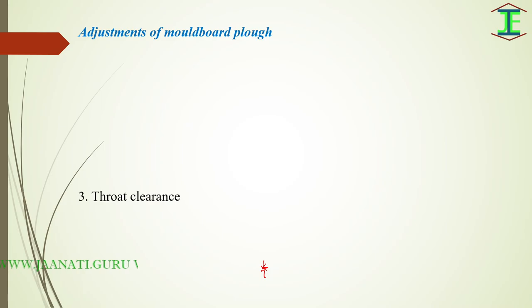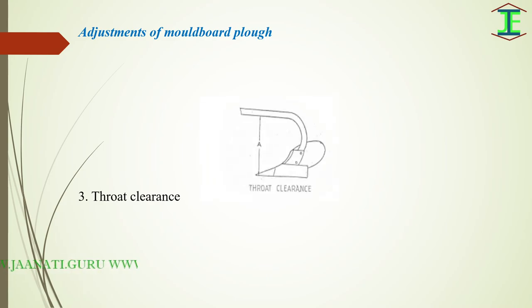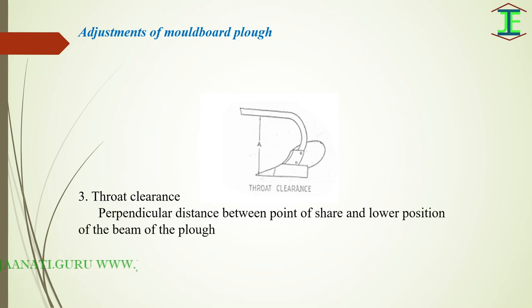Next one, throat clearance. Throat clearance is the perpendicular distance between the lower position of this share, from the point of the share to the lower position of this beam. The perpendicular distance between this share and the beam is called throat clearance.